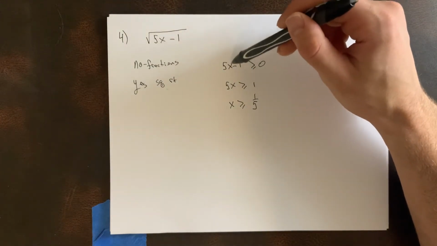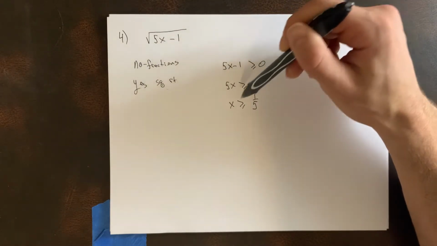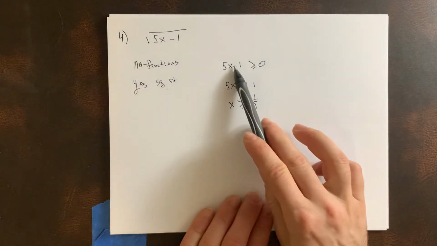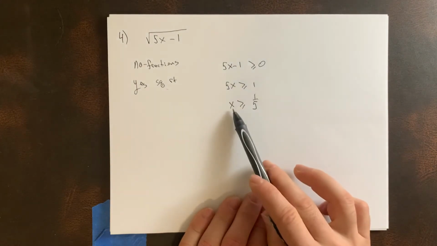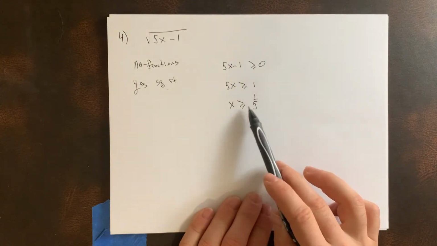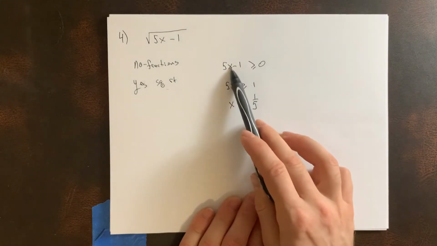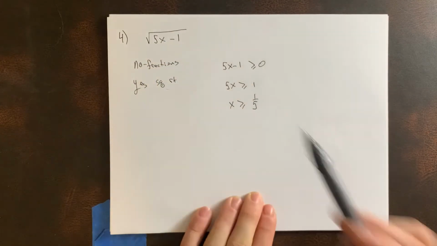And we see now from doing this work, this piece right here is bigger than or equal to 0 when x is bigger than or equal to 1 over 5. Because we set this thing bigger than or equal to 0, and we did some work, we see x must be bigger than or equal to 1 over 5. So when x is bigger than or equal to this number, this inside is bigger than or equal to 0, and so that's okay.